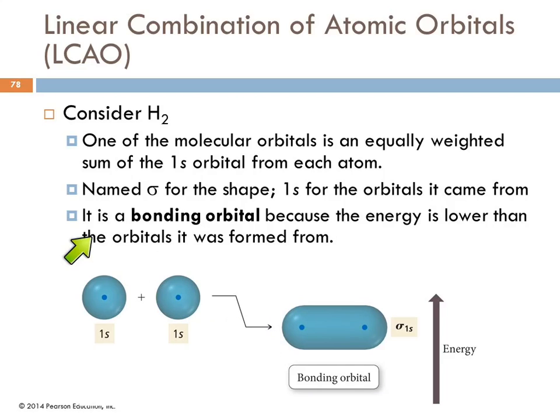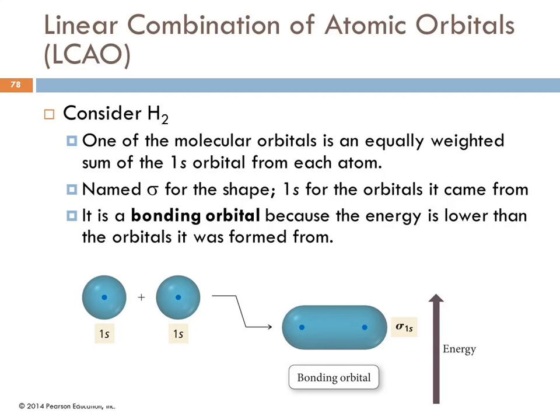And this is given the name sigma because of its shape. It's symmetrical around this line between the two atoms. And it's a sigma 1s. It's kind of small here, but there's its name, sigma 1s, because it comes from the combination of 1s orbitals. And this is called a bonding orbital because when we combine these two orbitals in this way, this energy is lower. Bonds only form if the energy is lower when that happens. If the energy is higher, it's not going to happen.